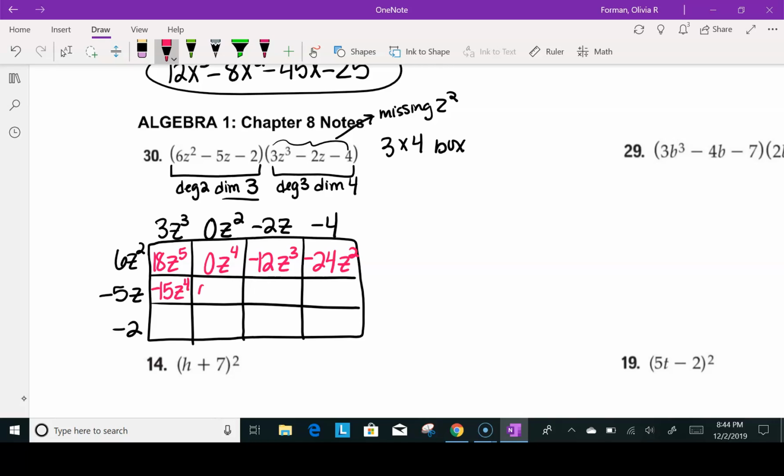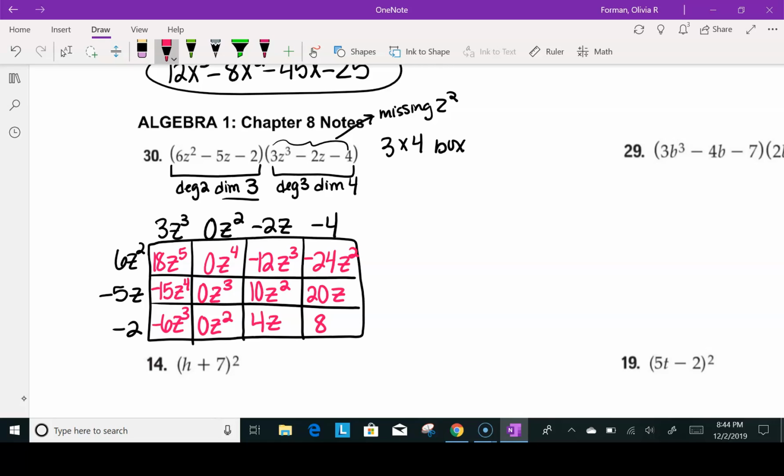I now have a 0z squared times a negative 5z. 0 times 5 is 0. Z squared times z is z cubed. I have a negative 2z times a negative 5z. So negative 2 times negative 5 is positive 10. Then z times z is the z squared. I take negative 5 times negative 4 and get 20z. I take a 3 times the negative 2 and get negative 6, and then I have z cubed. 0z squared times negative 2 is just 0z squared. Negative 2z times negative 2 is negative 4z, and then negative 4 times negative 2 is 8.